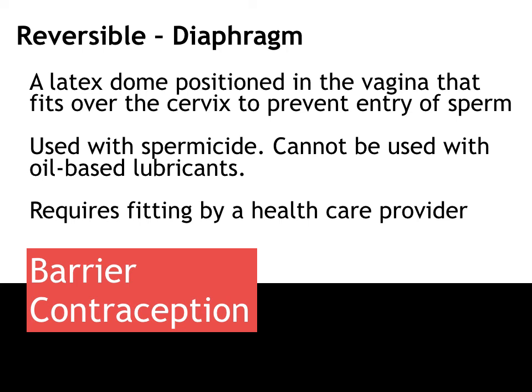So another form of reversible barrier contraception is a diaphragm. This is a latex dome that's positioned in the vagina, fits over the cervix to prevent the entry of sperm. It's used with a spermicide and cannot be used with oil-based lubricants, again, for similar reasons to the condom. Diaphragm requires a fitting by a healthcare provider because they do come in different sizes. So that's just something to be aware of as well.